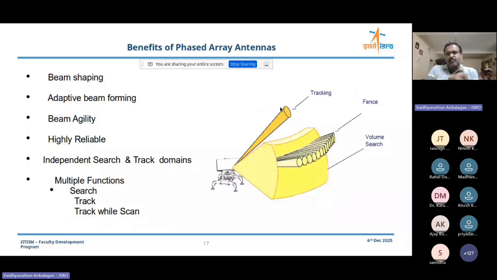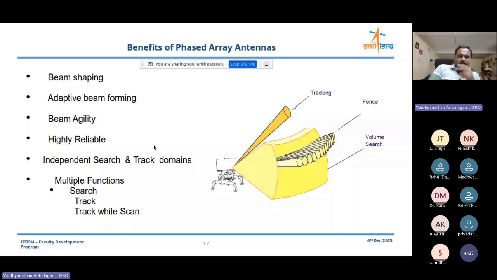The main advantages compared to a mechanical parabolic dish are that in a phased array system we can do beam shaping ourselves. Then adaptive beam forming: in real time you can change the shape of the beam as you want. And beam agility: the beam at a given spot of time can be switched from one direction to another. With a mechanical dish, if the beam needs to go from here to here, the antenna needs to physically travel. But here it is not so. If you see the beam here, the next instant the beam can be seen there. We call it high speed switching of electronic beams, so the beam is more agile.